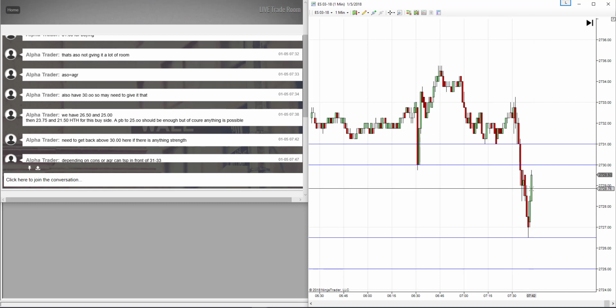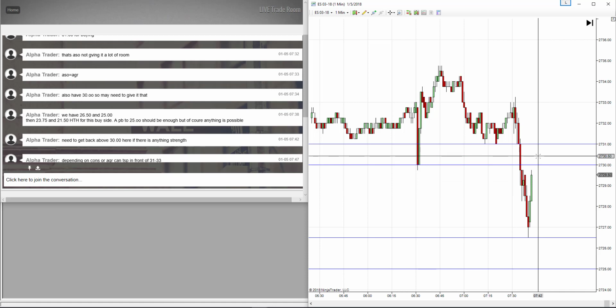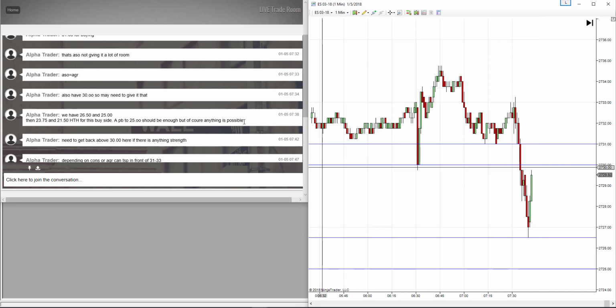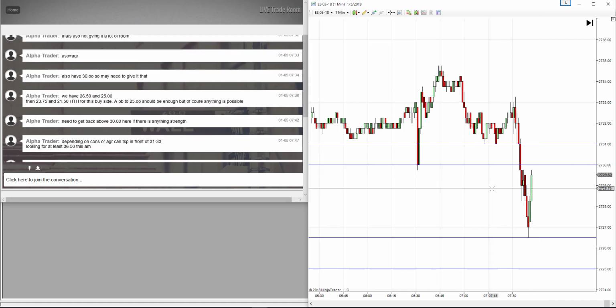Okay, so here is 42. So what's going on here? Well, we are in long. Okay, so we're long 26.75, and this post here said we need to get back above 30 if there's going to be any strength. And so here's 30. So what I'm watching for is price to get above 30 and then stay there to show that this is strong enough to go to the upside. The next post was 5 minutes later.